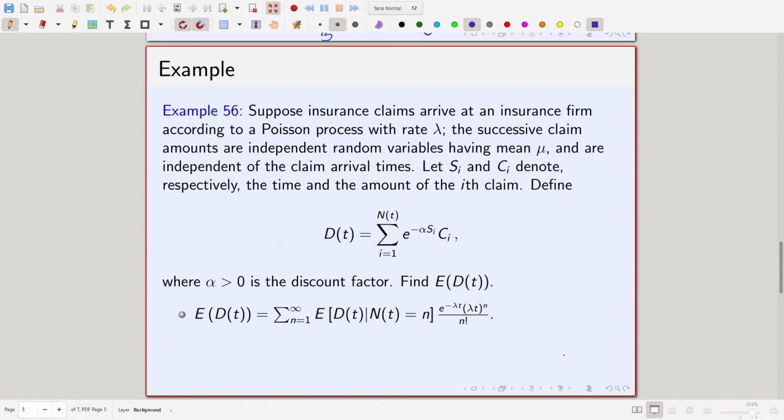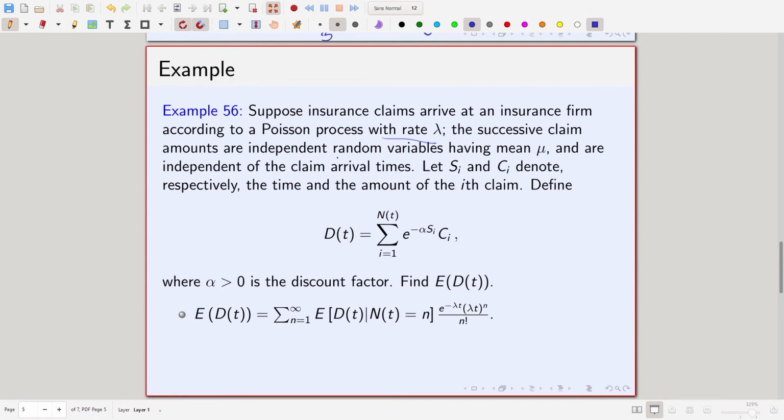So the previous problem was a very simple problem. Now we look at a slightly more difficult problem. Suppose insurance claims arrive at an insurance firm according to a Poisson process with rate lambda. So you know about insurance claims. Suppose there is an insurance firm which sells insurance and claims come according to a Poisson process with rate lambda. Fine.